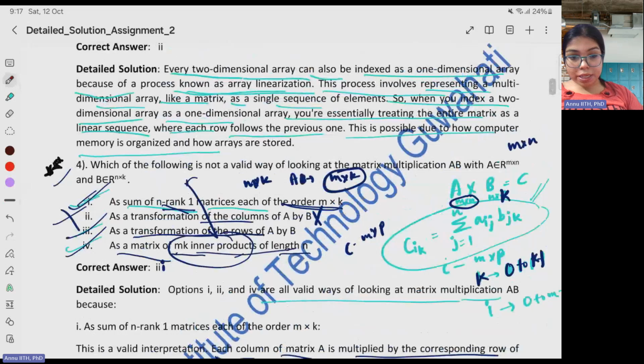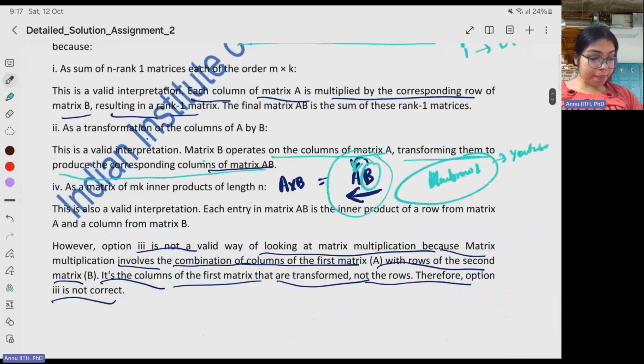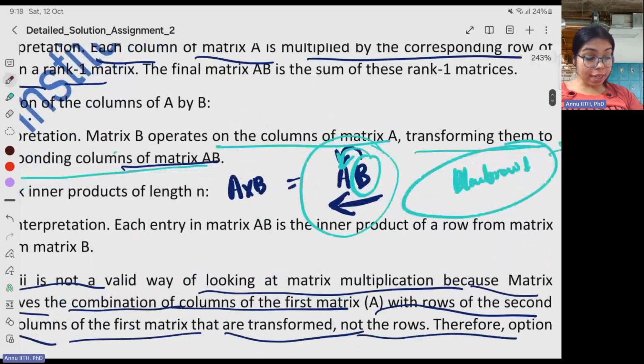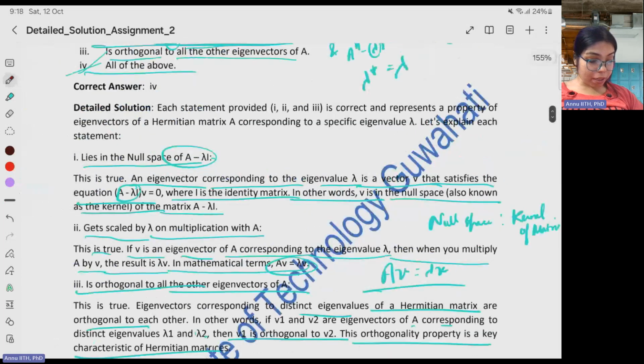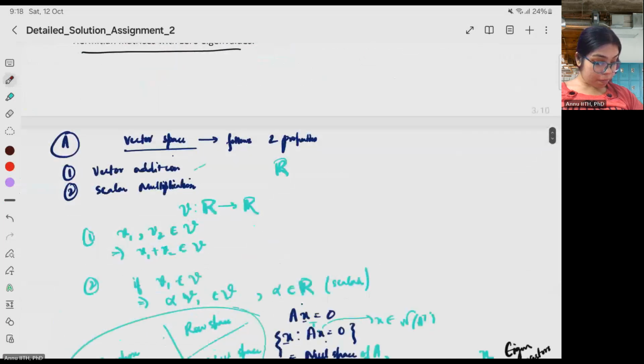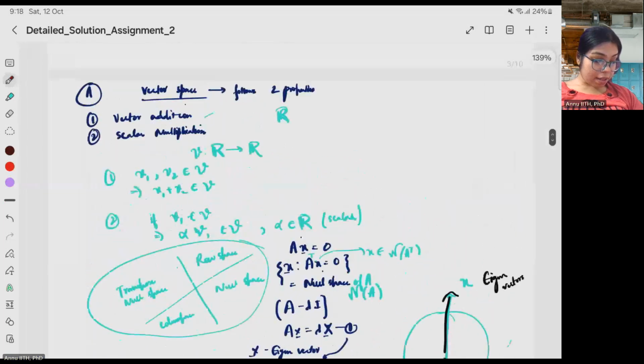It's a transformation of the rows of A by B. Rows are transformed by A by B. Okay. Because matrix multiplication is done in the sense that B to A, the rows of A are transformed. And these were the problems from the vector space.